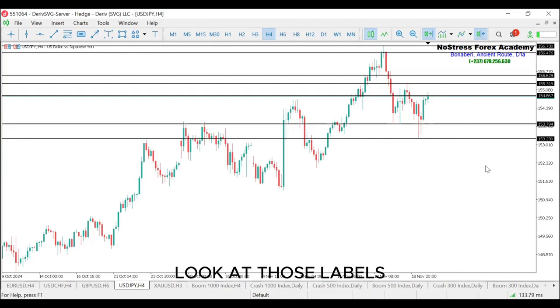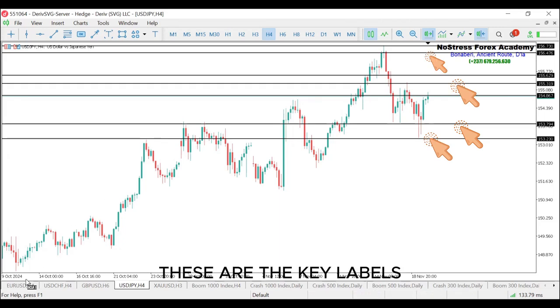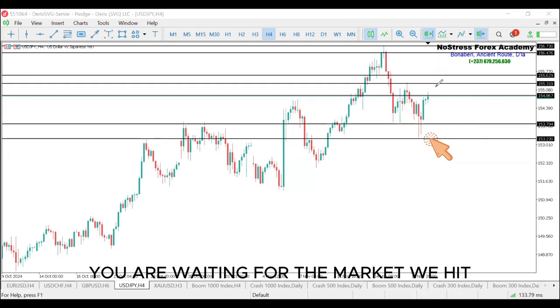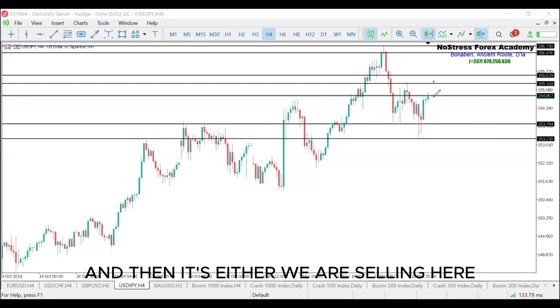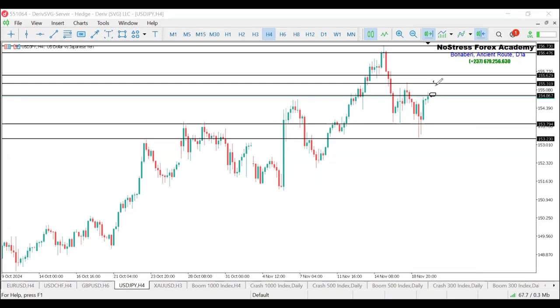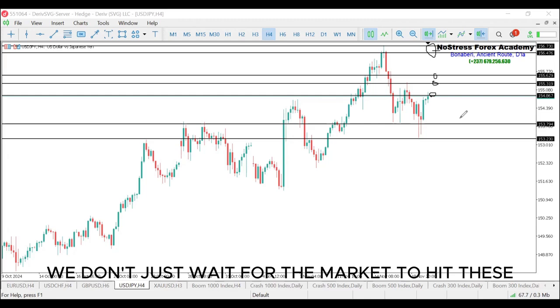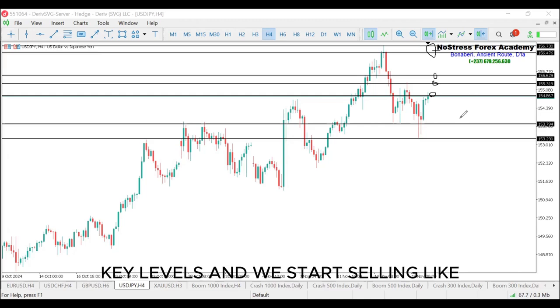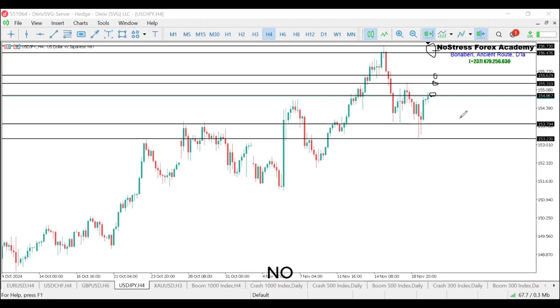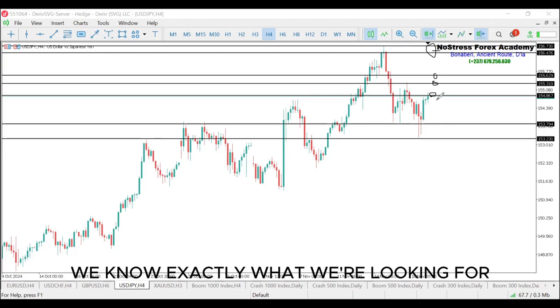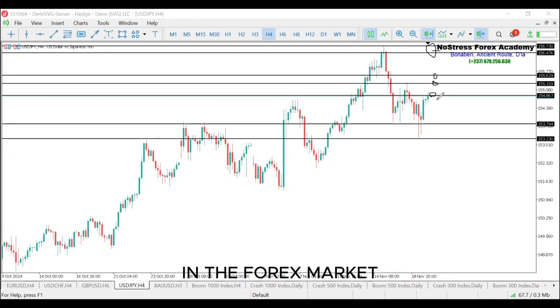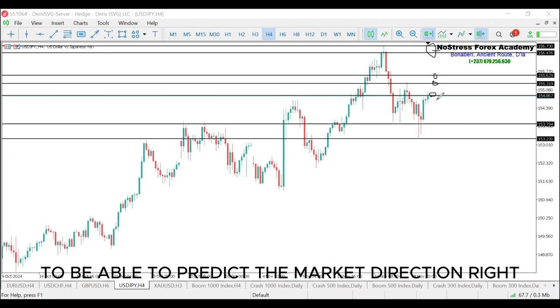Look at those levels. These are the key levels you are waiting for the market to hit, and then it's either we are selling here or we have to be selling here, and then we have these other 2 levels above here. We don't just wait for the market to hit these key levels and start selling like idiots. No, we know exactly what we're looking for in the Forex market to be able to predict the market direction.